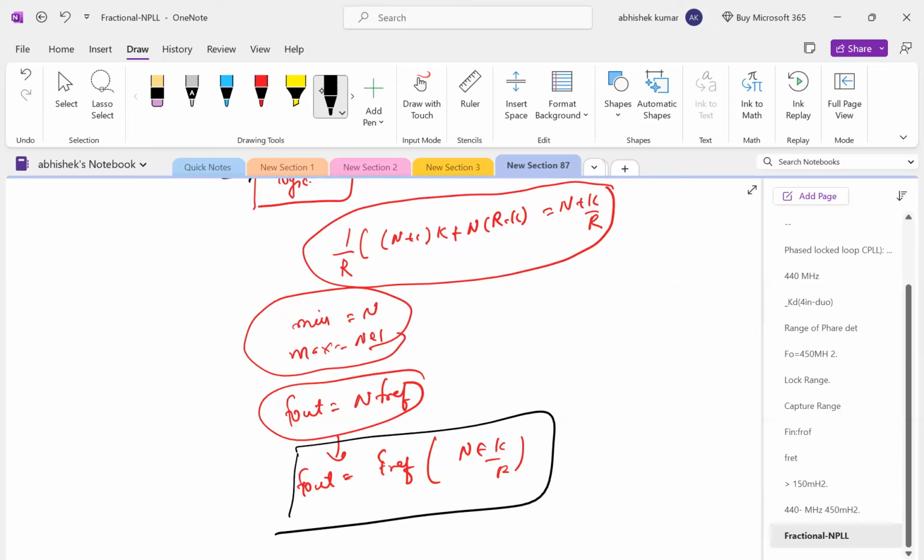Now you can see we have a range, 440 megahertz to 450 megahertz in 25 kHz steps. This time f_ref is 10 megahertz. Choose N and R.